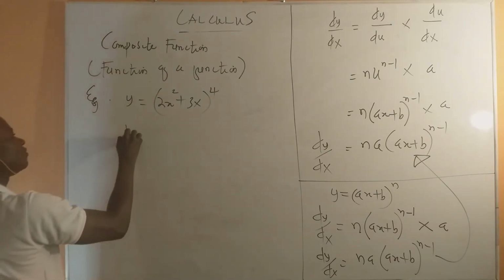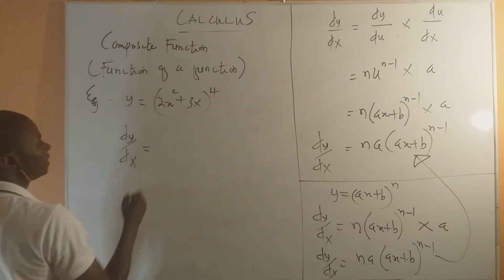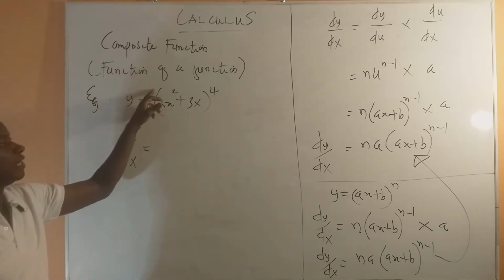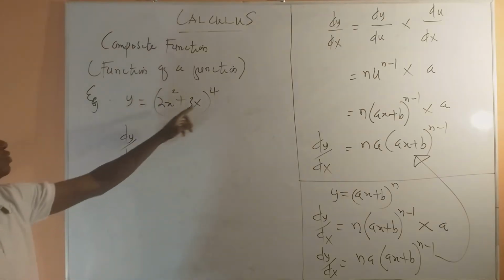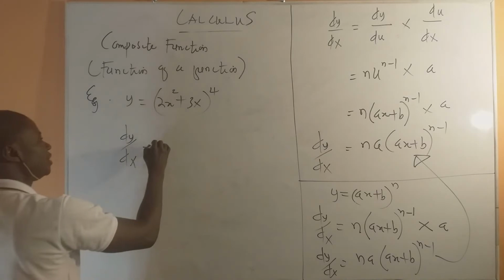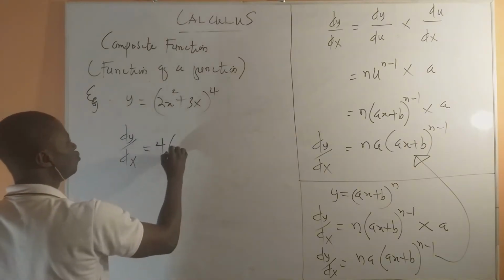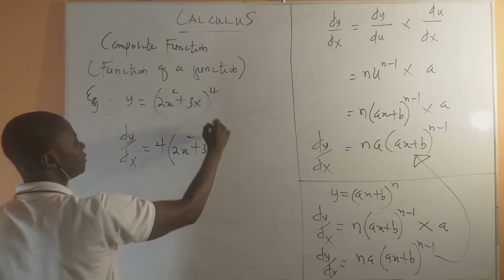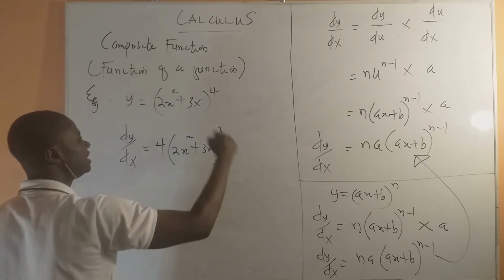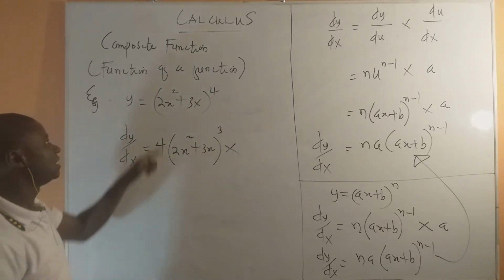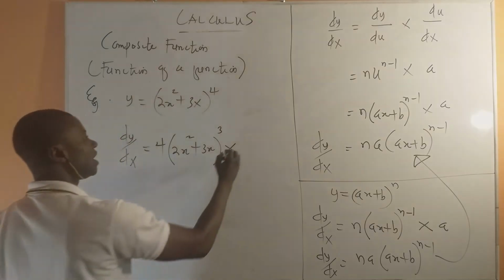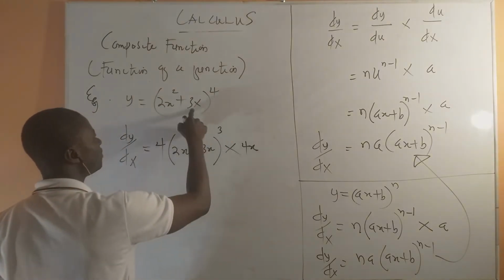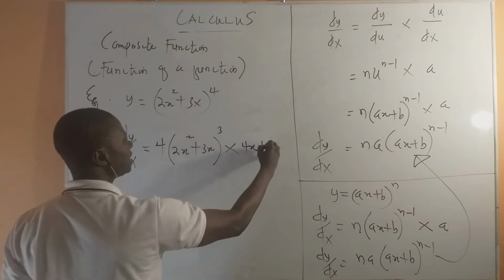And the general rule, we are finding dy dx. The coefficient of the bracket is 1. So 4 times that 1 will give us 4 here. Then we have 2x squared plus 3x here. Subtract 1 from the exponent, you have 3. Times differentiate what you have in the bracket. When you differentiate 2x squared, you are getting 4x. When you differentiate 3x, you are getting 3.